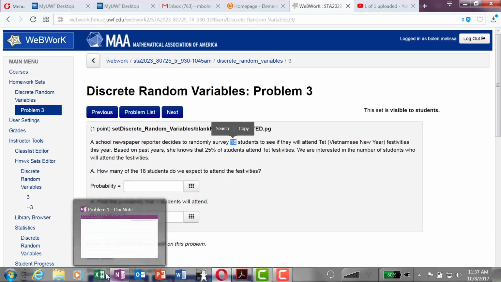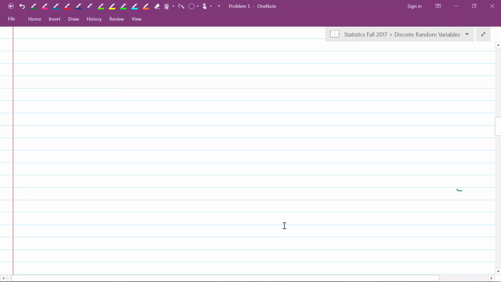So that's our important information, along with knowing that we're dealing with a binomial distribution. We're going to come back over to our notebook paper and write down problem number 3. We have our sample size. Remember, we denote sample size as n is equal to 18. The probability of a success is equal to 0.25.